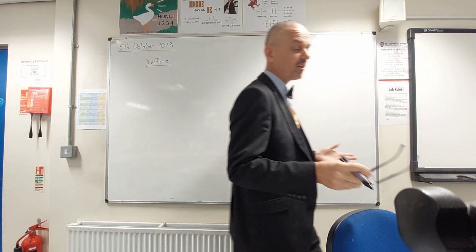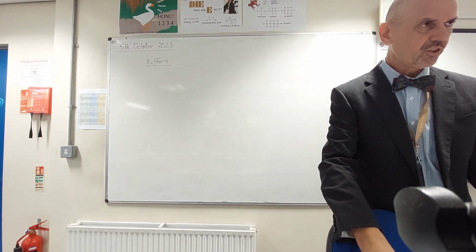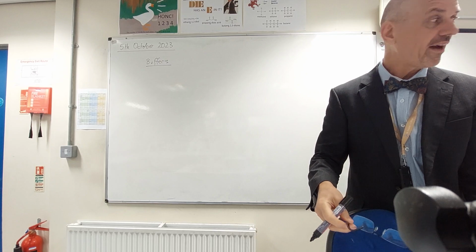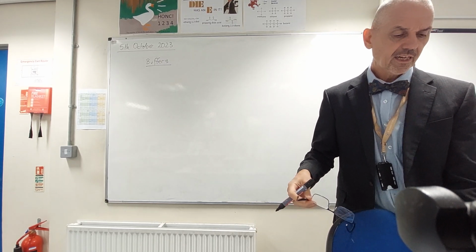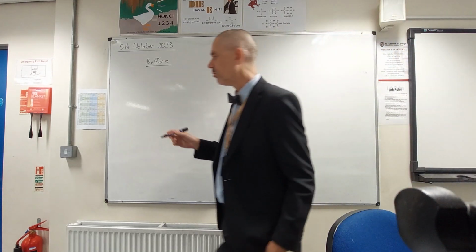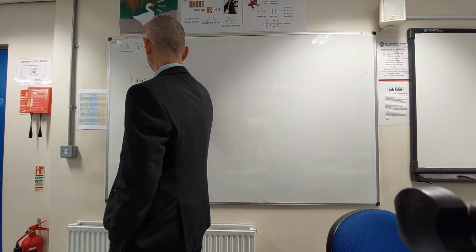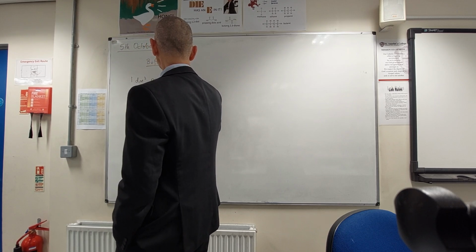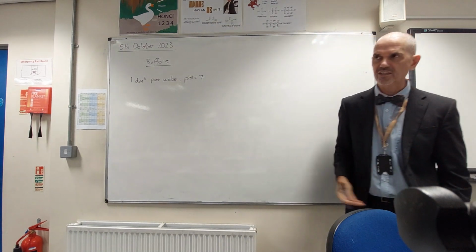Okay, so we're going to look at buffers today, and just to start off by way of understanding what a buffer is, imagine that you've got 1 decimeter cubed of pure water. So we would imagine that it really is pure, the pH should be pretty close to 7.